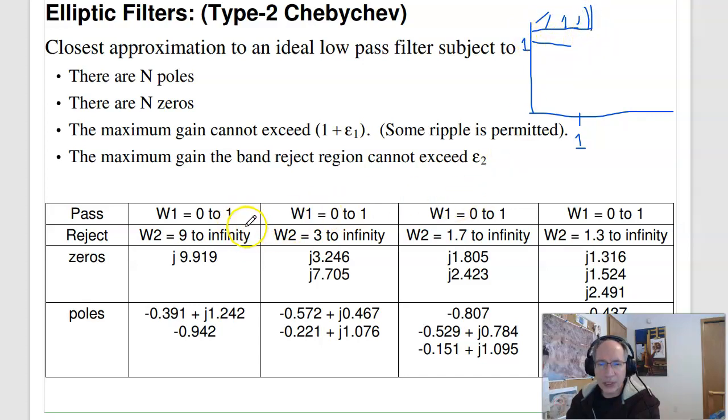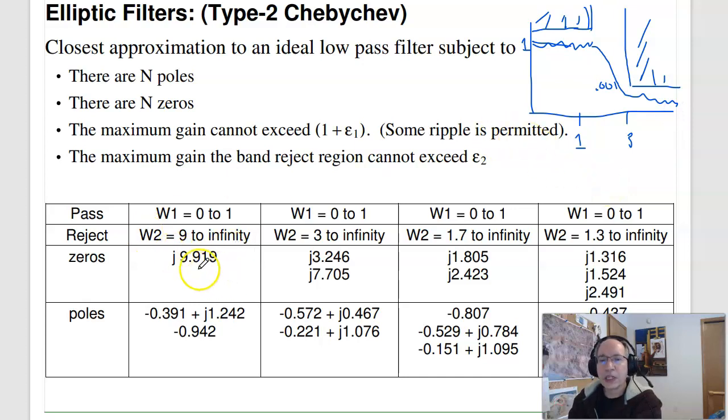In the band reject region, if I take this guy right here, omega equals 3, at 3 radians per second, the gain cannot exceed some other number. I think the number it shows is 0.001. So come up with a filter that wiggles around, doesn't go above 1.02, and then drops over here. That's an elliptic filter. What the zeros do is this forces the gain at 9.9 radians per second to 0.